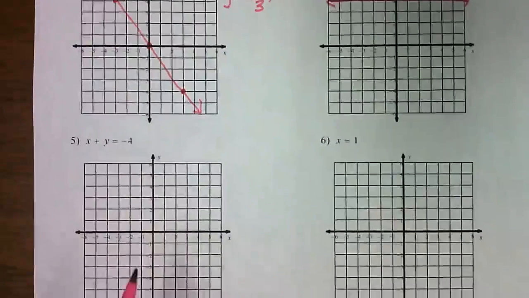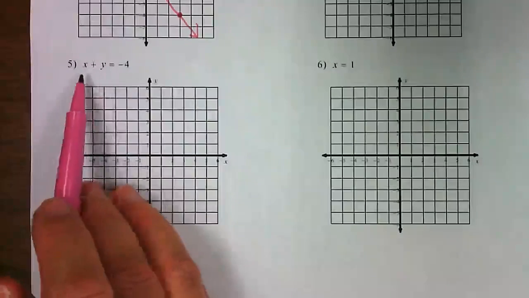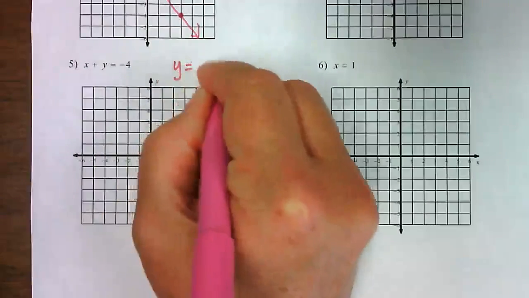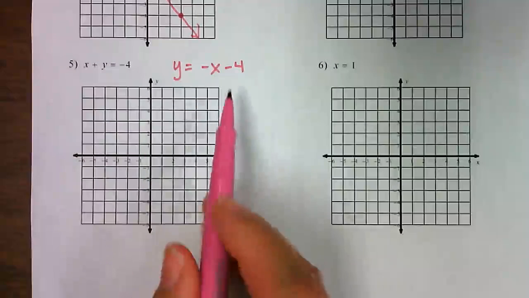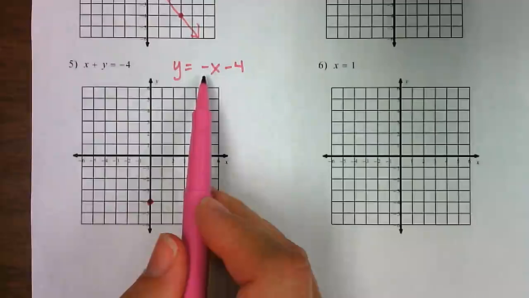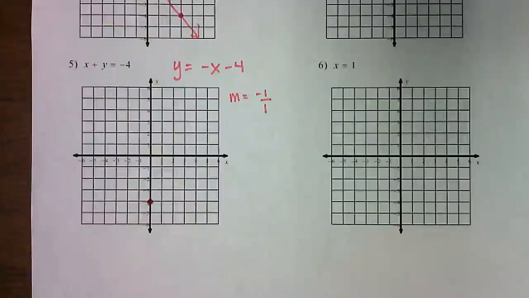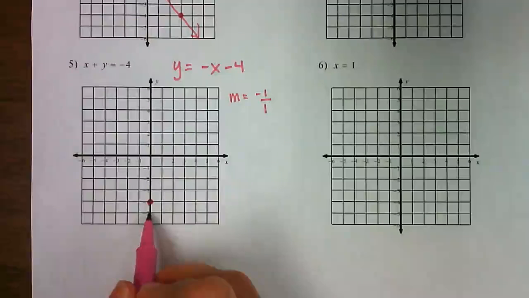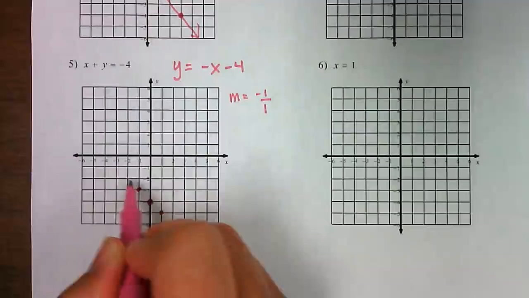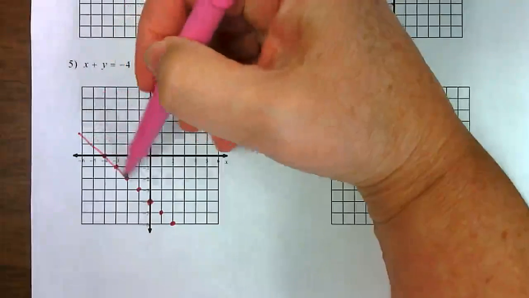Okay? This one, again, not in the right format. Let's get y by itself. So I'm going to subtract that x over to the other side. Okay? My y-intercept will be -4. I can put a dot there. My slope is -1, which again, that has to be rise over run. So rise over run must be -1 over 1, right? So I'm going to rise -1, run 1. I can continue that in the other direction as well. So here's my line.